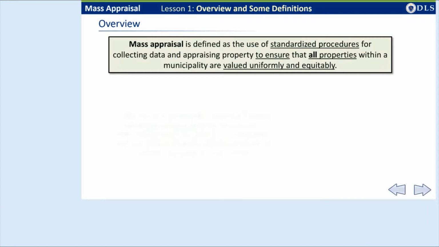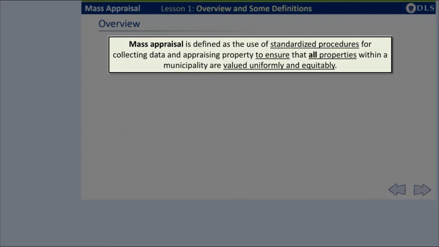As part of the community's financial team, you must fully understand the operations of the team and perform the required duties of the assessor, while maintaining thorough and well-organized records. These duties include mass appraisal. Mass appraisal is defined as the use of standardized procedures for collecting data and appraising property to ensure that all properties within a municipality are valued uniformly and equitably.